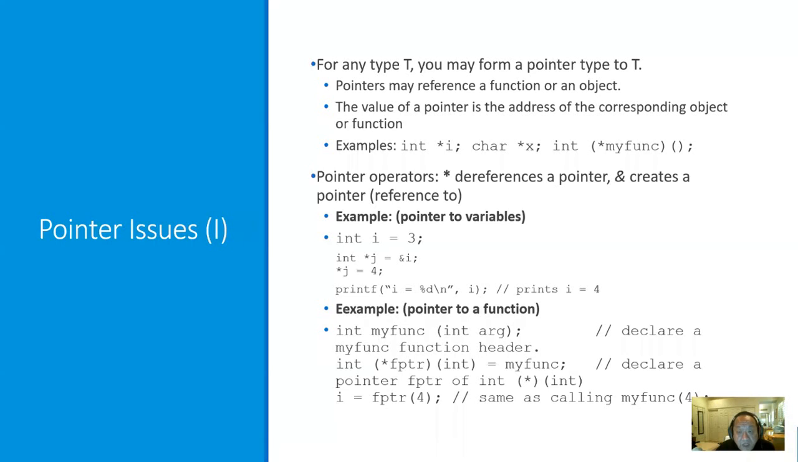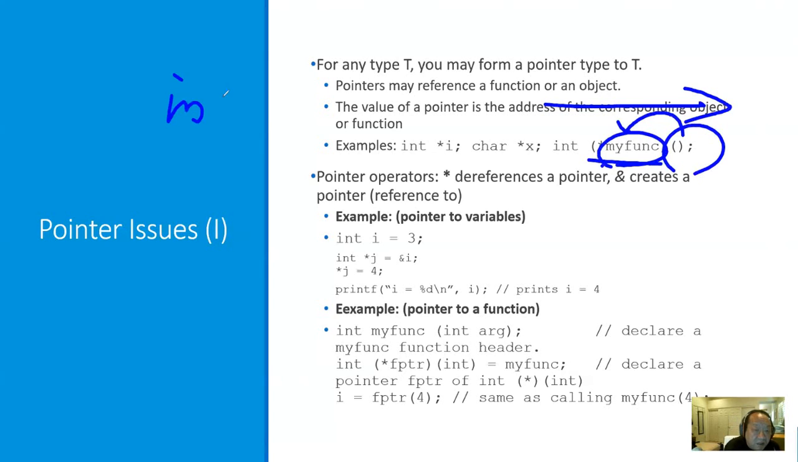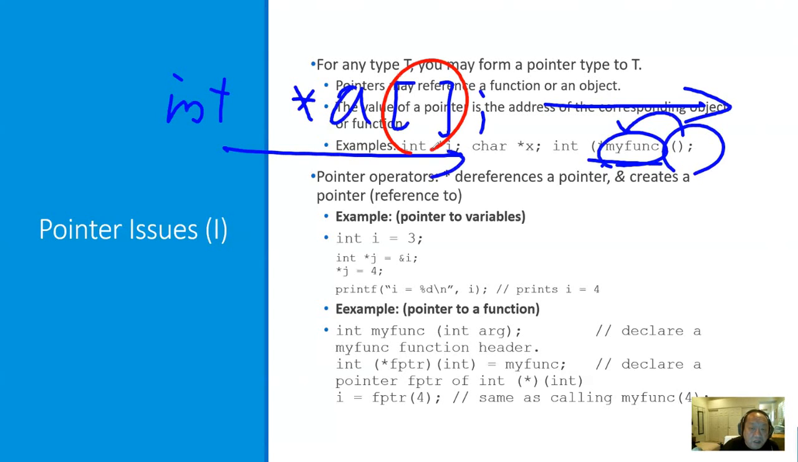Okay. For any type t, you may form a pointer type to t. A pointer may reference a function or an object. So it's also okay that you reference a function. When you reference a function, you do this. So you read to the right: is a function. What type of function? It is a pointer to a function. Okay, something like integer, this one, a, this, right? You read to the right, what is it? It is an array. An array of what? An array of pointers to integer.